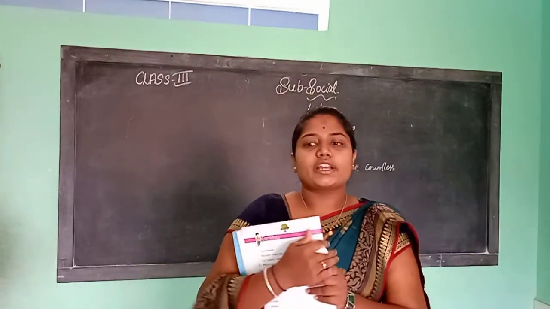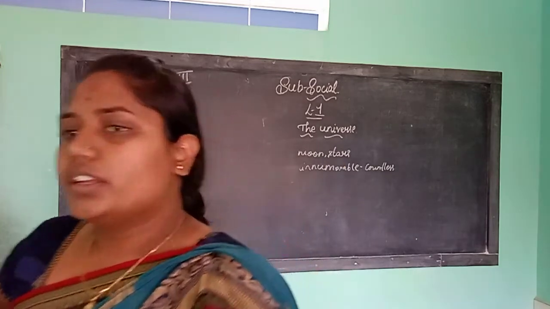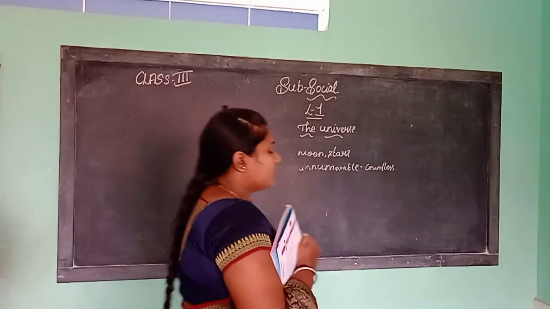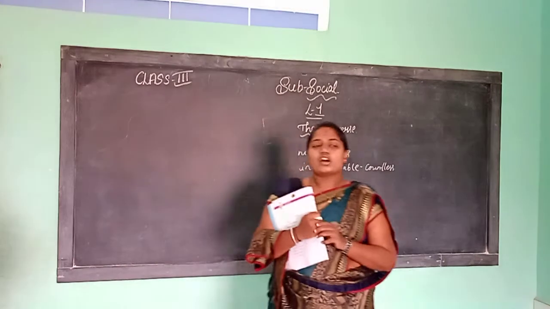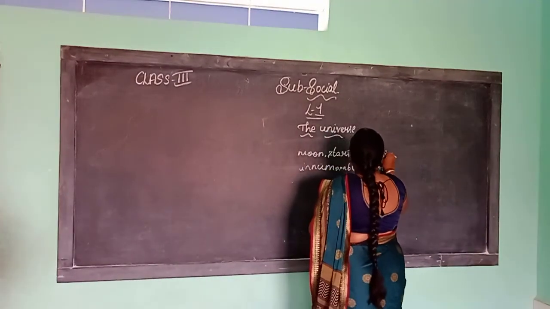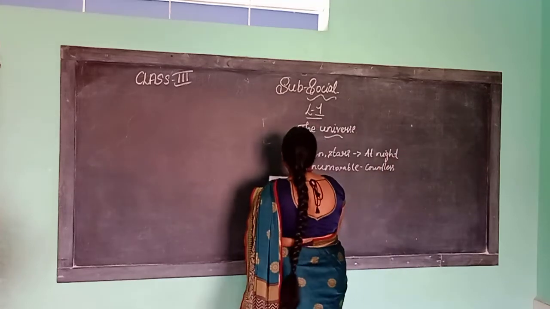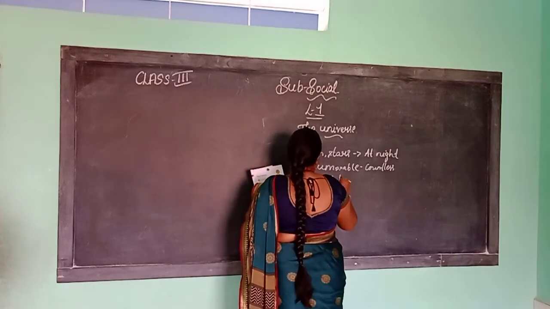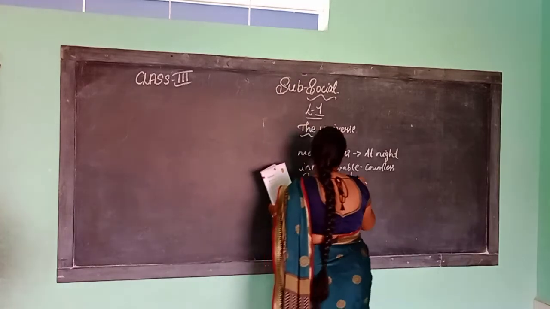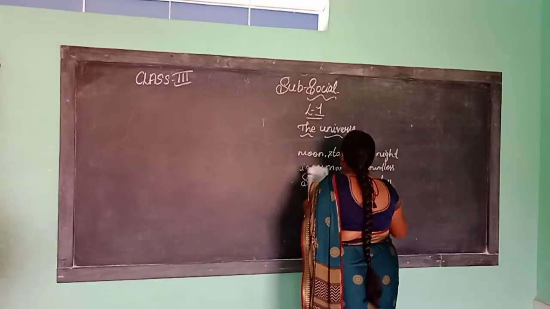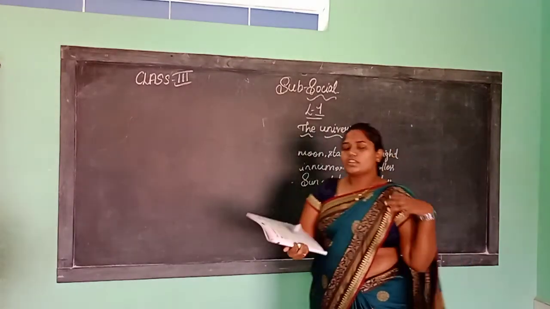What can we see in the morning time in the sky? The formation of clouds and the sun. What can we see in the morning time? Sun and clouds. At daytime we can see the sun and clouds in the sky.